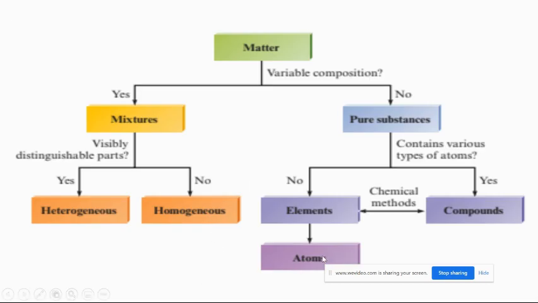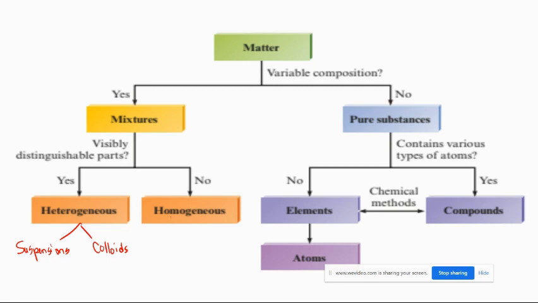All right, here's a breakdown of these. We've got matter. Is it variable in composition? Yes, then that means it's a mixture. Can you distinguish those parts? Yes, it's heterogeneous. And the two categories here are colloids and suspensions. An example of a suspension would be sand and water. A colloid would be like jello.